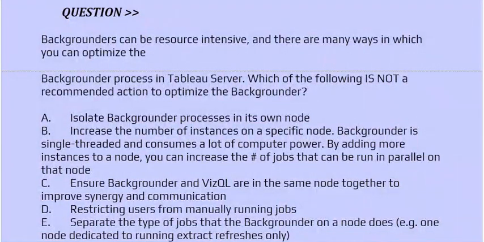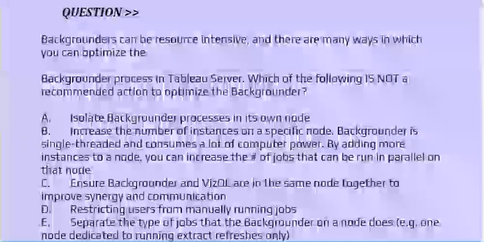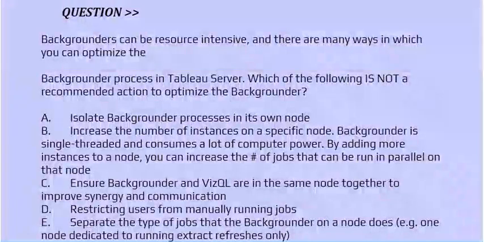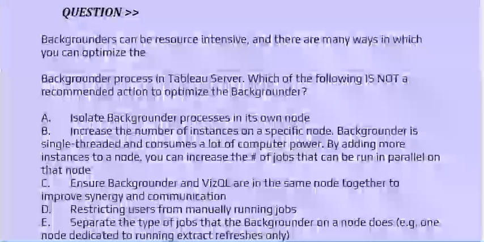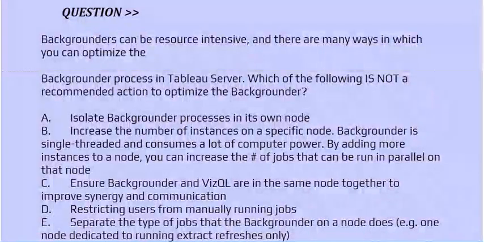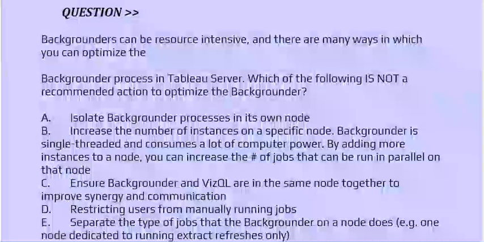Option A. Isolate backgrounder processes in its own node. Option B. Increase the number of instances on a specific node. Backgrounder is single-threaded and consumes a lot of computer power. By adding more instances to a node, you can increase the number of jobs that can be run in parallel on that node. Option C.